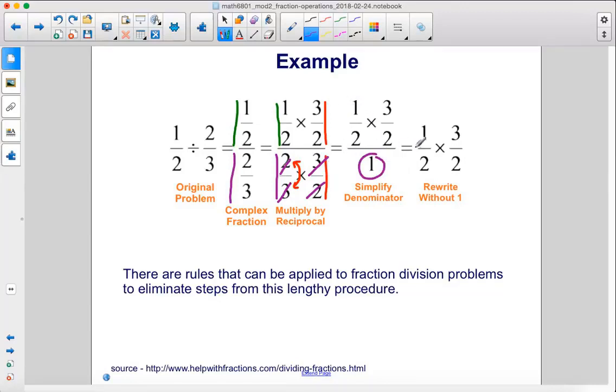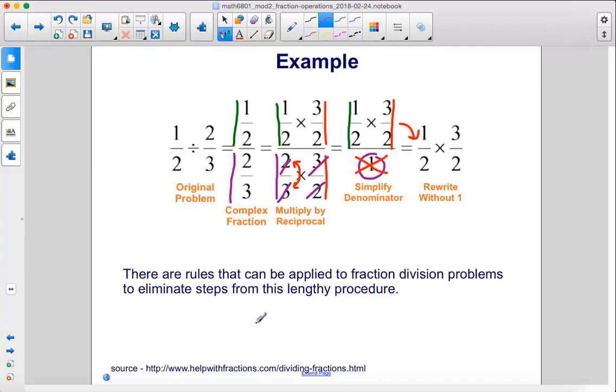But the top leaves you with 1/2 times the reciprocal of the bottom, 3 over 2. And then you can just write it without this 1 on the bottom. So then that just becomes your new problem.